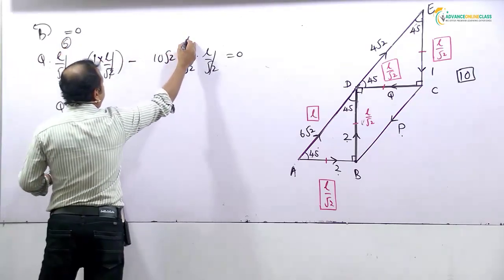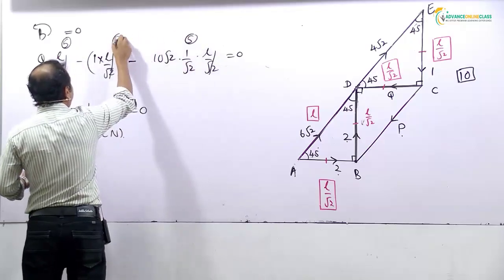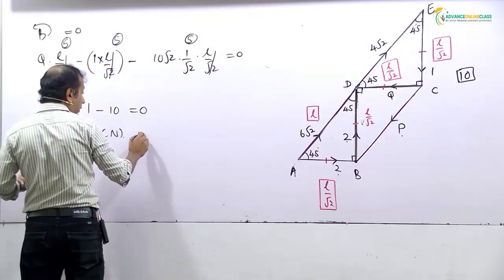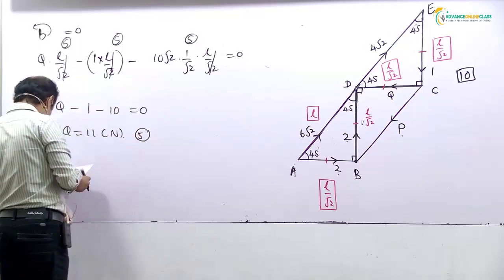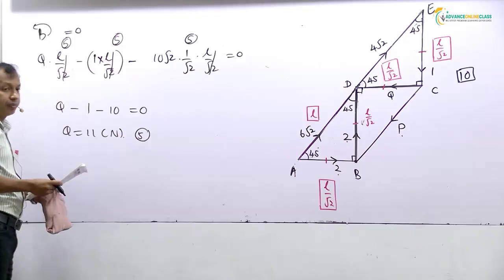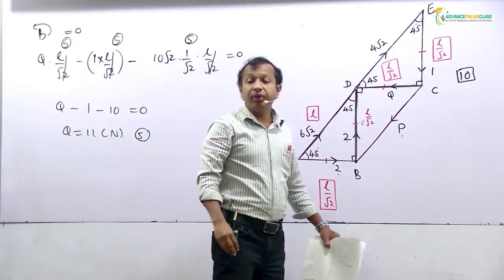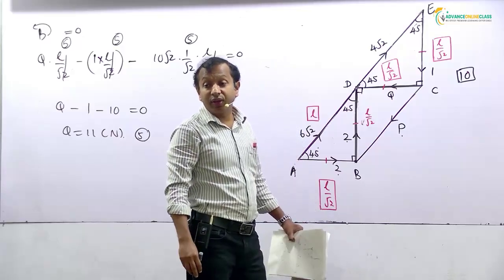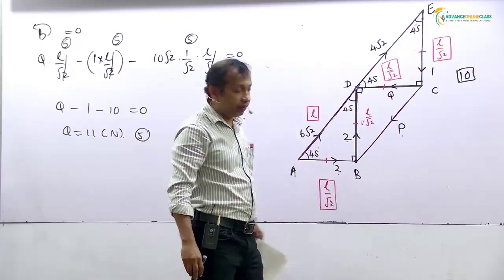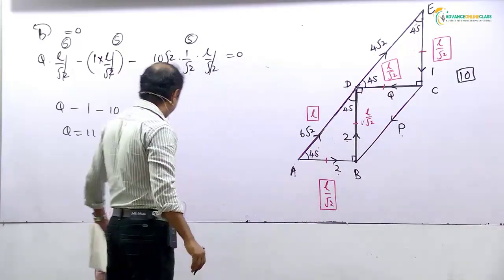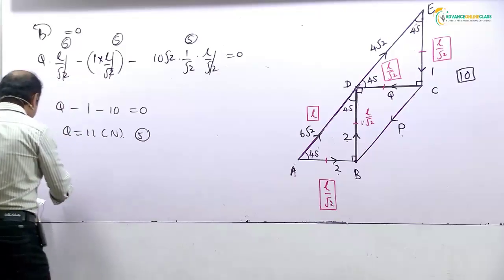5 here, 5 here, 5 here. Simplifying and taking this 5. Okay. Also, we take moment around D. Around D, the moment should be 0, no? Right. All right. Take moment around D.